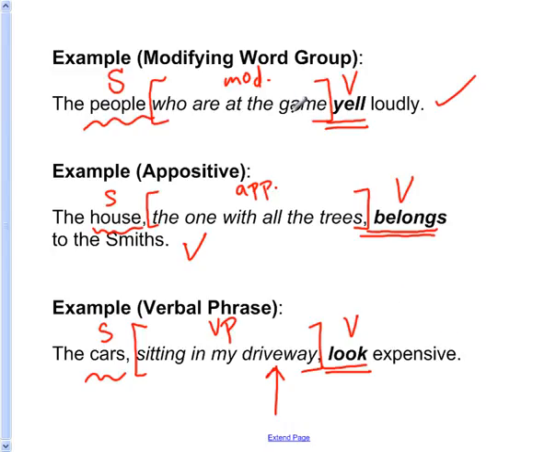And going back to the parts of a sentence module, the parts of a sentence video, we were taught how to recognize modifying word groups, appositives and verbal phrases. In general, they are groups of words that describe a word. In these cases, each of these groups of words describes the subject. Groups of words that describe something are not going to be the subject or main verb of the sentence.